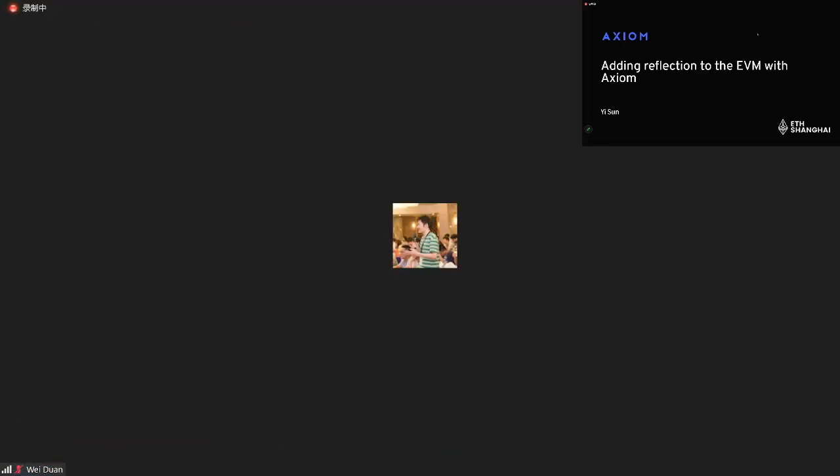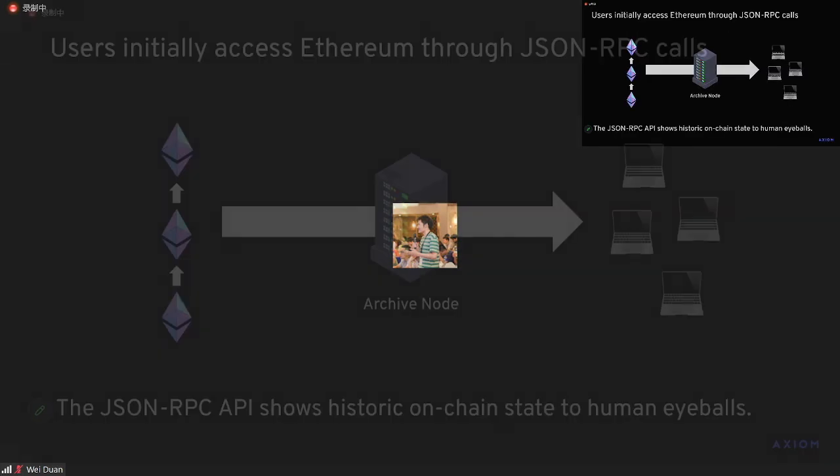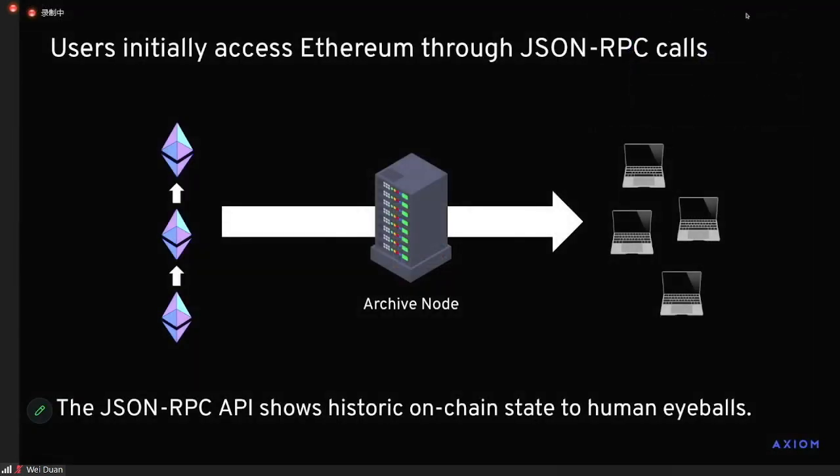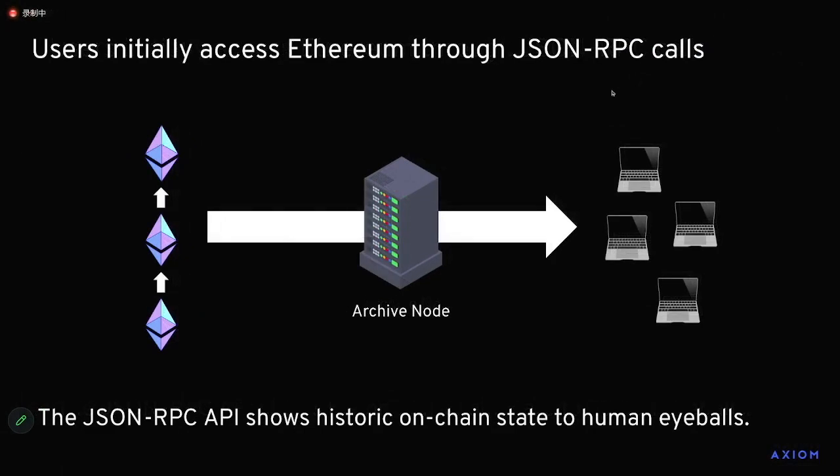So today I'm excited to tell everyone about how we're adding reflection to the EVM using Axiom. To start, I want to talk through the user journey of actually accessing information on Ethereum. When you first use Ethereum, the way you receive information about what happened on chain is through a JSON RPC call to an archive node.